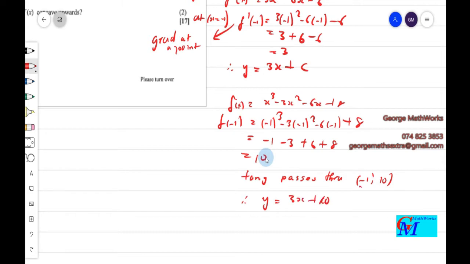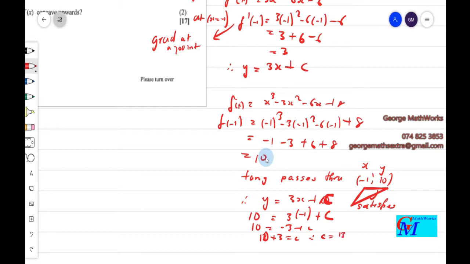If a line passes through a point, it means the point satisfies the equation. Remember, these are coordinates. This is x, this is y. So here I can put 10 equals 3 times -1, then plus c. Then it's 10 equals -3 plus c. If the 3 crosses over, 10 plus 3 is equal to c. Therefore, c is equal to 13.